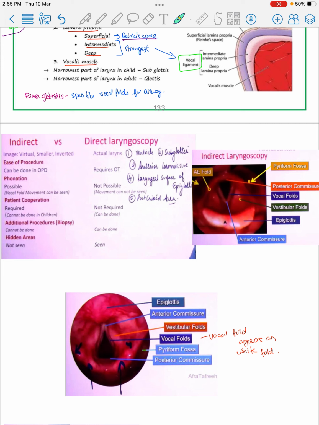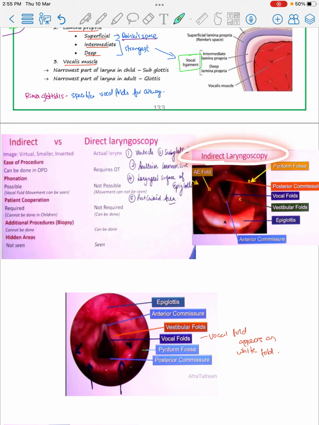Then patient cooperation is not required here. Additional biopsy can be done. Then hidden areas can be seen. The hidden areas are ventricle, subglottis, anterior commissure, laryngeal surface of epiglottis, then posterior cricoid area. Then the laryngoscope is an easy procedure, done in OPD. Then patient cooperation is required, biopsy cannot be taken, and hidden areas cannot be seen.